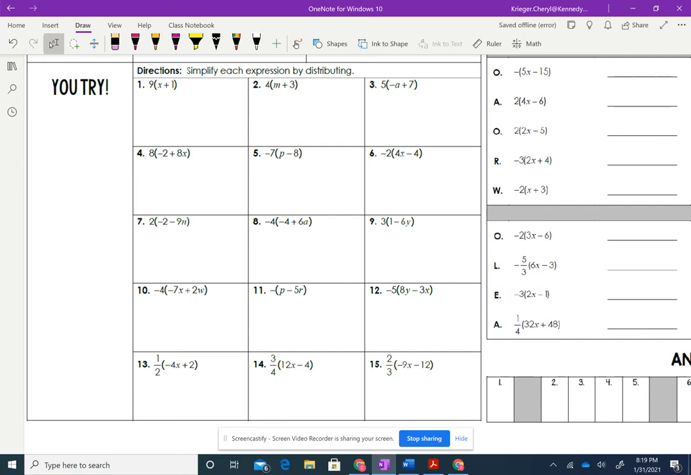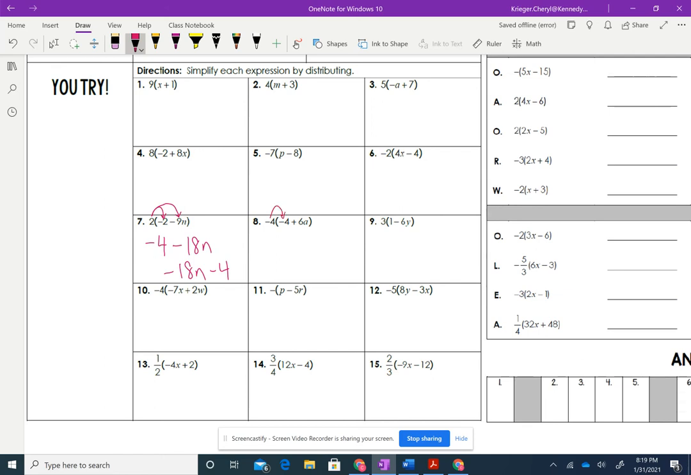So number 7, we have to distribute 2. It's negative 2 minus 9n. So we'll do 2 times negative 2, which is negative 4. 2 times 9n, and it's negative, so that's negative 18n. Okay, and don't forget we like the variable first, so we'll write that as negative 18n minus 4. Okay, number 8.